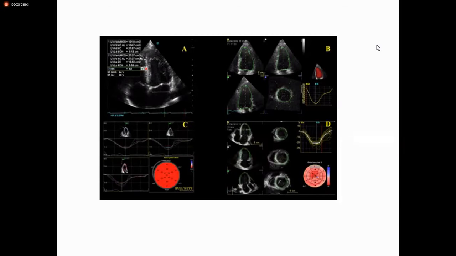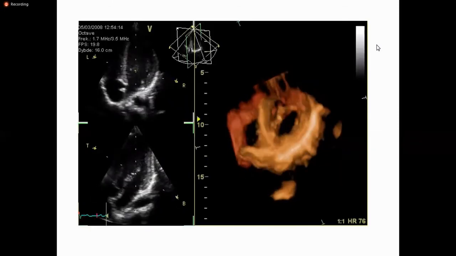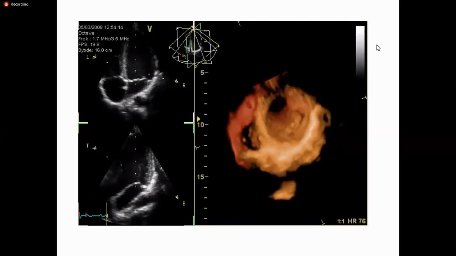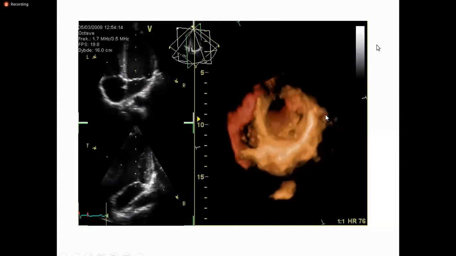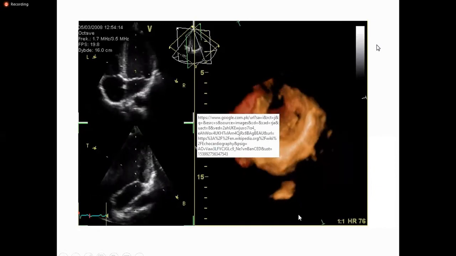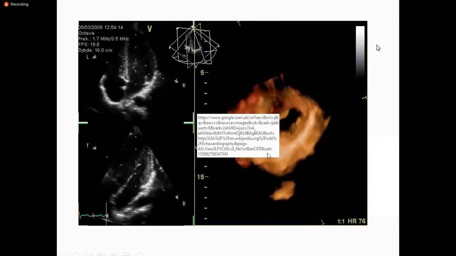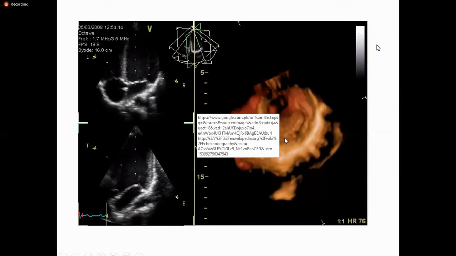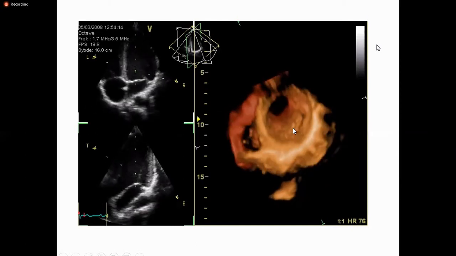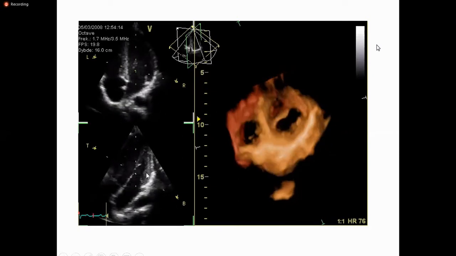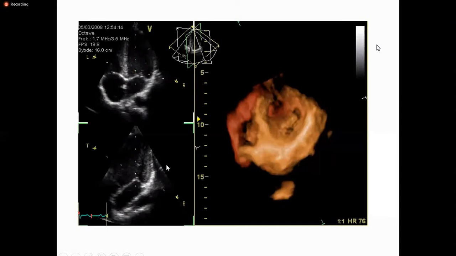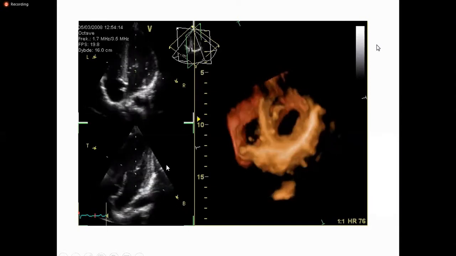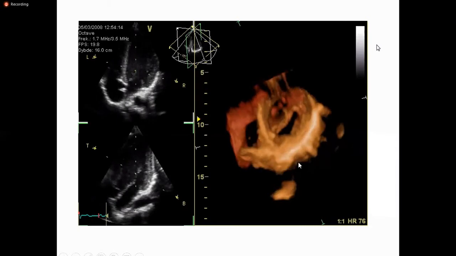Now, after the invention of 3D echo, the heart is more easily visualized. Here you can see the 2D imaging on the left, and on the right, you can see the 3D imaging. In 3D imaging, the mitral valve is easily visualized, opening and closing, and the heart is continuously contracting and relaxing. This is the real-time image of echocardiography, in which we see how the heart is beating. So this is the 3D image, and on the left side is the 2D image.